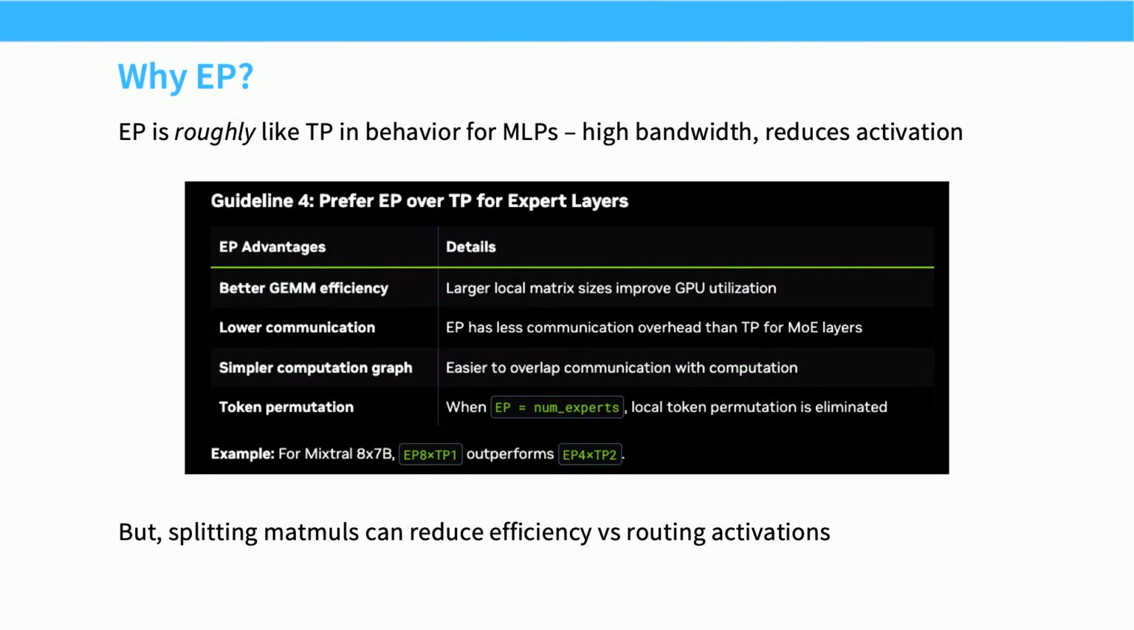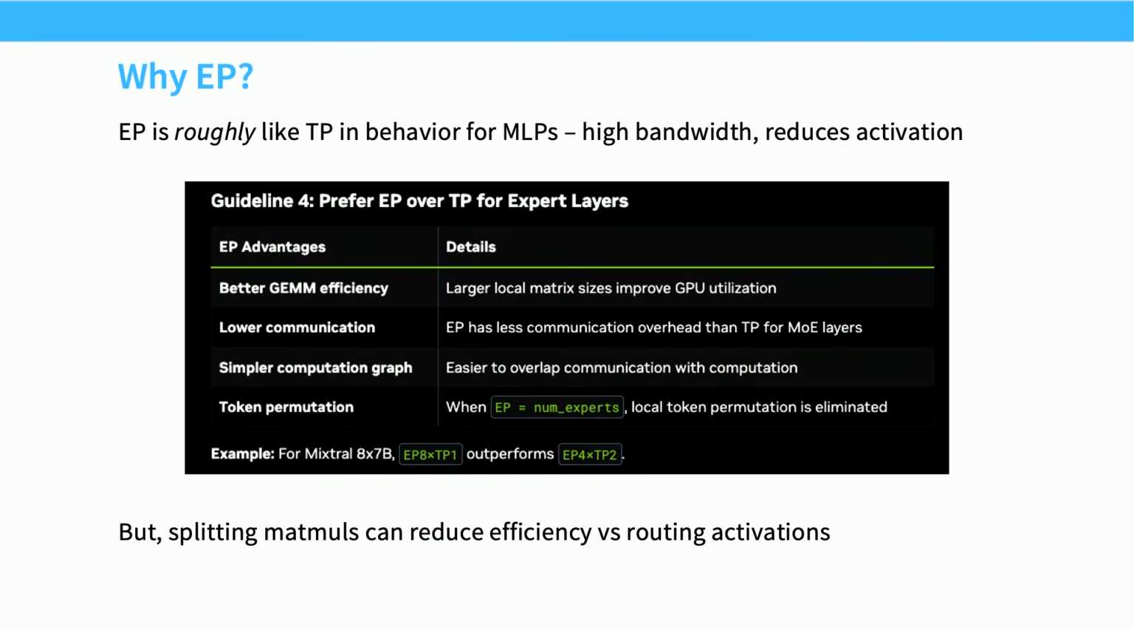But one important thing is that if you're doing an MOE, you almost always prefer using an expert parallel sharding strategy over tensor parallel. And I've taken this screenshot from the parallelism guidelines from Megatron, which is NVIDIA's parallelism library. It's a really wonderful library and document. And one of the guidelines they say is, look, if you're going to do some sort of parallelism, either EP or TP, you should be using EP over TP.